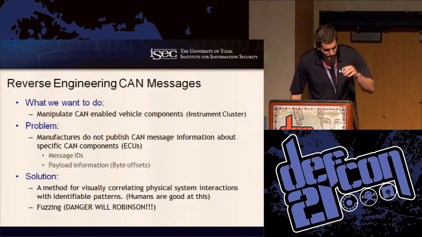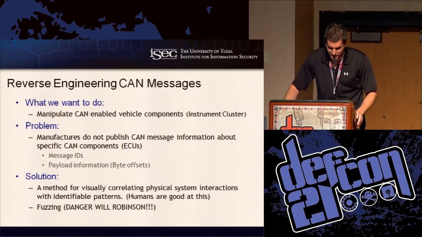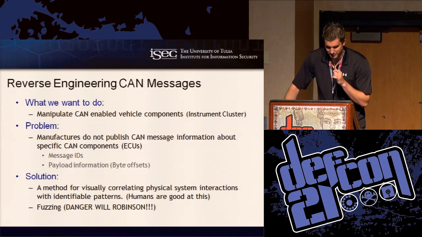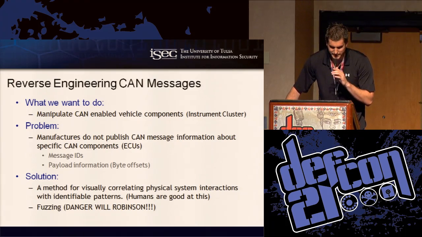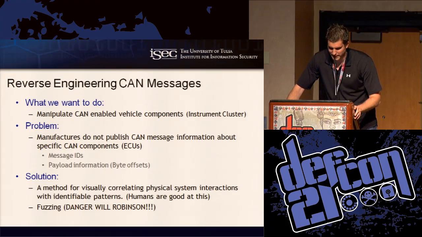All right, so let's get back to the actual CAN clock instrument cluster that I built here. What we want to do is manipulate the tachometer and the speedometer. The problem with that is manufacturers don't publish the actual CAN IDs or specific payload information in order to manipulate these accordingly. We actually used several methods to figure out how to control the various functionality. The first one was we developed a method for visually correlating physical system interactions with identifiable patterns. And you'll see what I'm saying here in a minute.